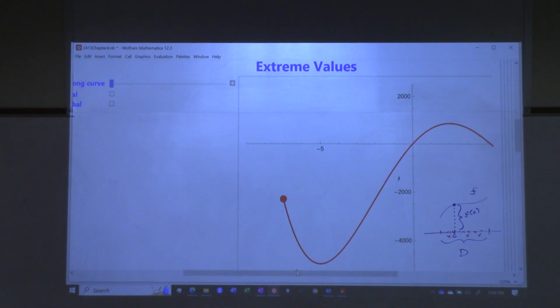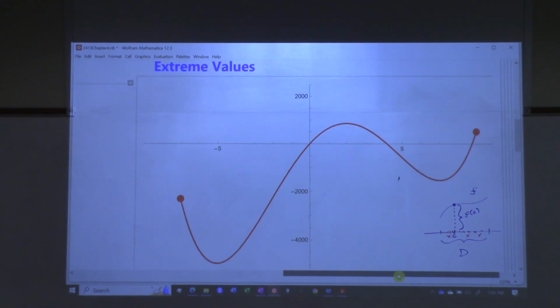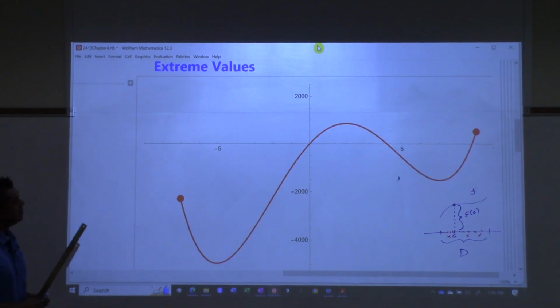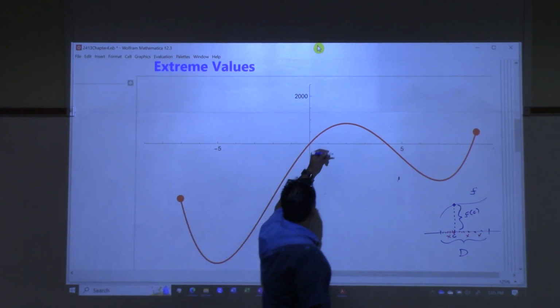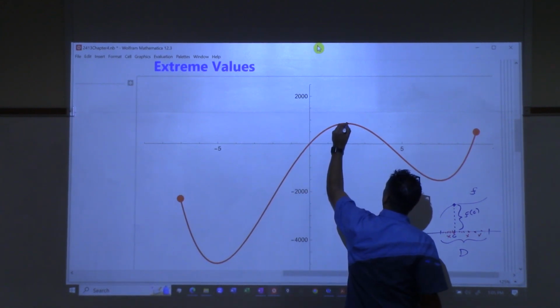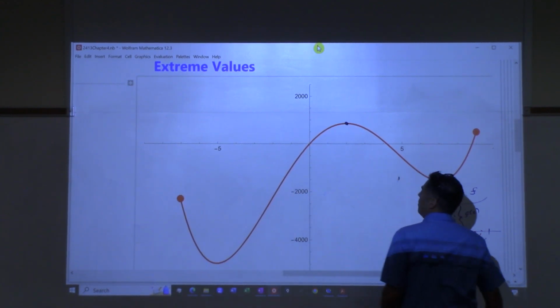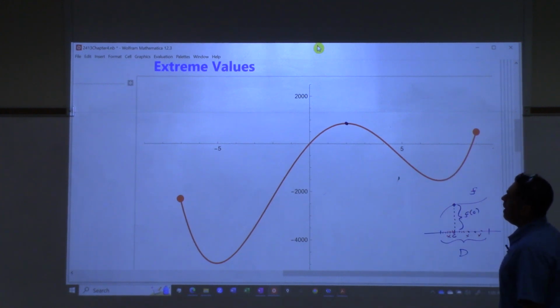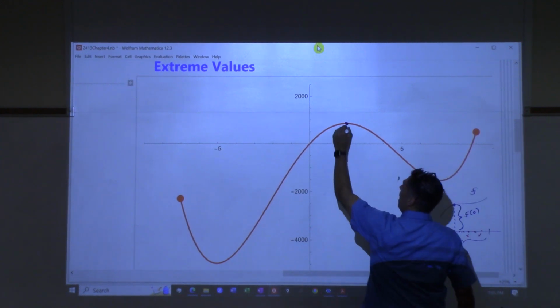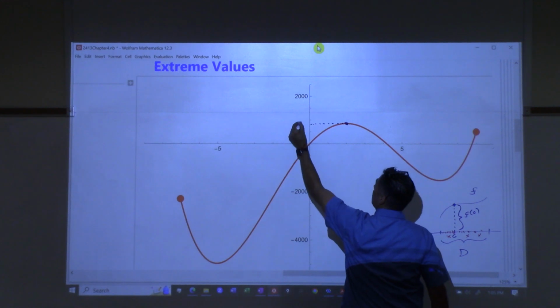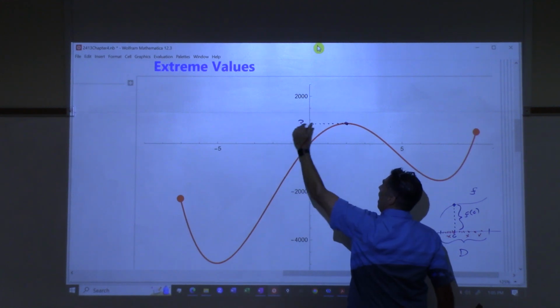So look at this right here. All right, look at that curve right there. Do you all see a maximum, an absolute maximum value somewhere? Yes? Looks like right about here, right? Do you all agree that that would be the highest point on the entire graph? So the absolute maximum value would be whatever that value is right there, okay? That would be the absolute maximum.